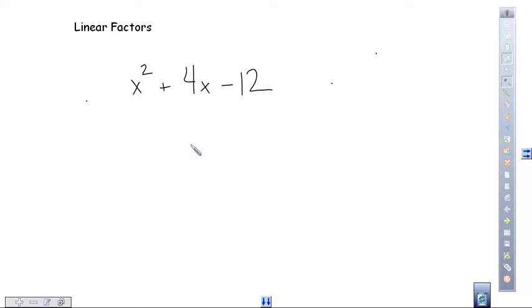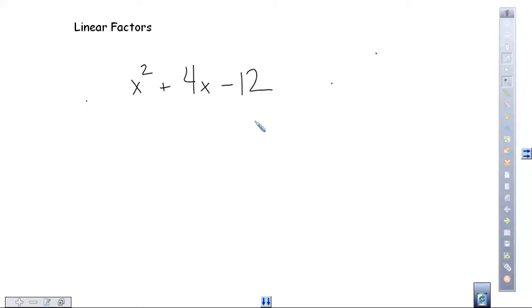Alright, so tonight what we want to talk about are linear factors. And when we're talking about polynomials, what do we mean when we say linear factors? We'll go back to the quadratics unit. Just remember, quadratics are polynomials. So all of the rules and everything that we did during the quadratics unit still applies to the polynomials unit, because quadratics are just a type of polynomial.